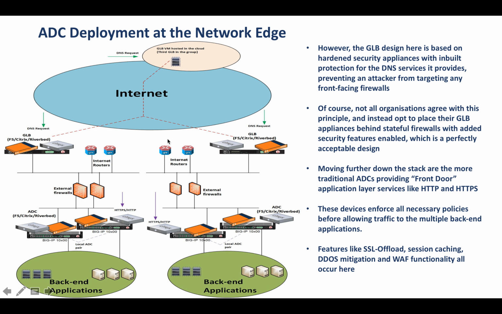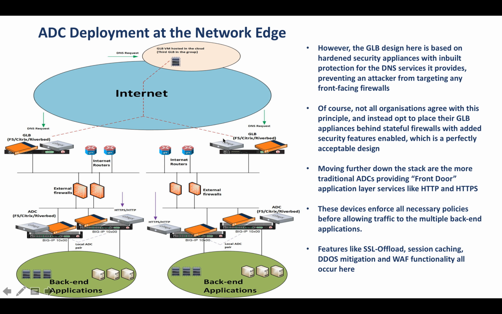Now, as with the network design in general, this is just a design option, and it's perfectly normal to deploy GLB devices behind firewalls, so we could just as easily have placed them here. In fact, many organizations do this. Some also place extra protection on these firewalls to protect from state saturation attacks. Many are now even placing them completely in the cloud.